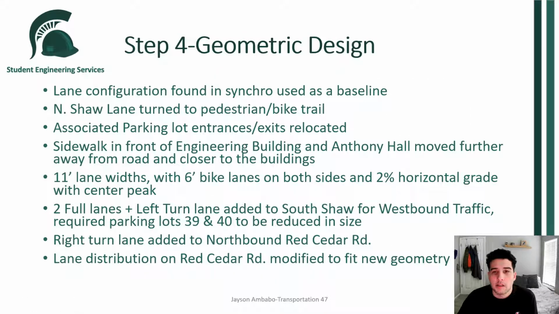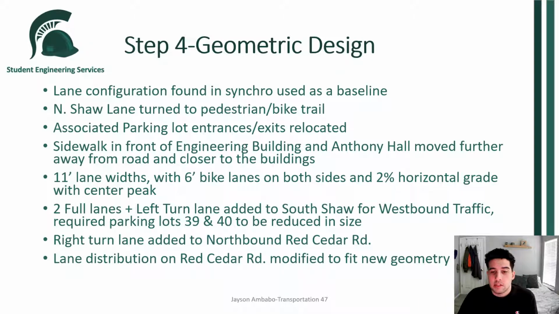The next step in this process was the geometric design, which was done in AutoCAD. The lane configuration found in Synchro was used as a baseline. As previously stated, North Shaw Lane was turned into a pedestrian bike trail. This required the associated parking lot to its entrance or exit from or to North Shaw Lane to be relocated. Since South Shaw Lane had to be widened, the sidewalk in front of Engineering Building and Anthony Hall were moved closer to the buildings and away from the road. 11-foot lane widths were used with 6-foot bike lanes on both sides and a horizontal grade of 2%.